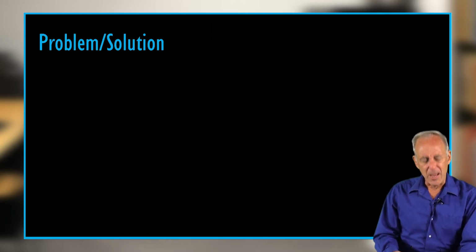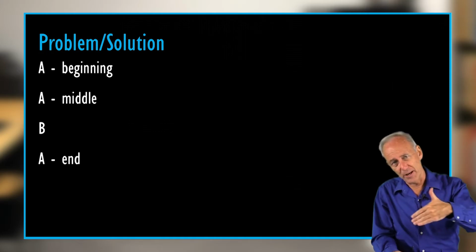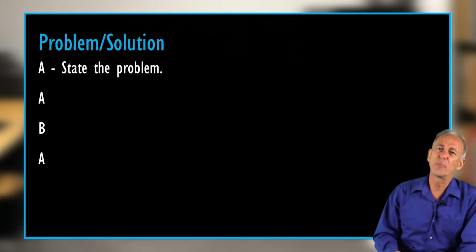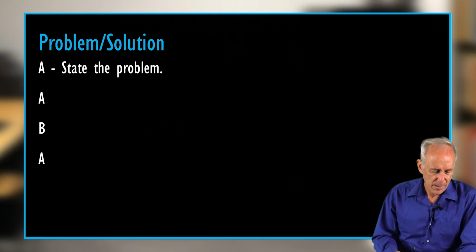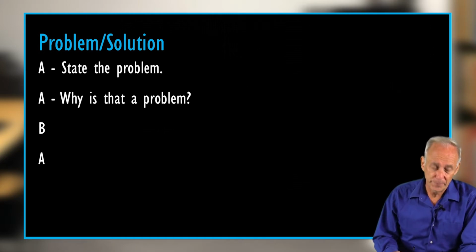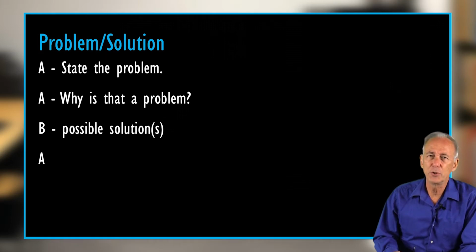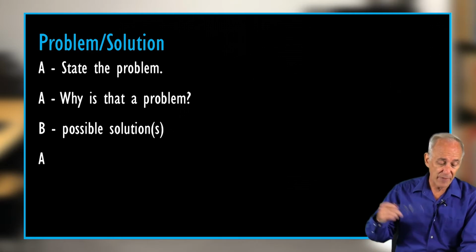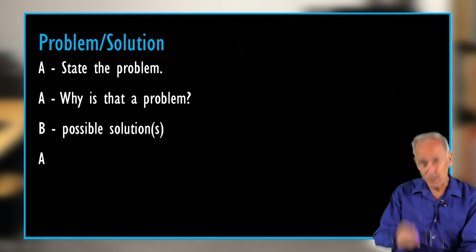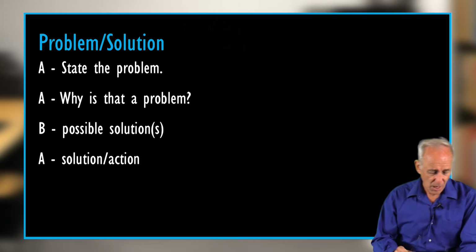If an AABA corresponds to beginning, middle, and then the B section is something else, and then an end, AABA, the first A states the problem. The second A explores why it is a problem. Then the B section explores possible solutions, maybe just one solution, maybe a handful of solutions, and then the final A takes the character to take an action, to make a decision.